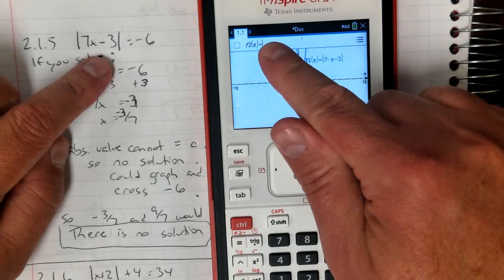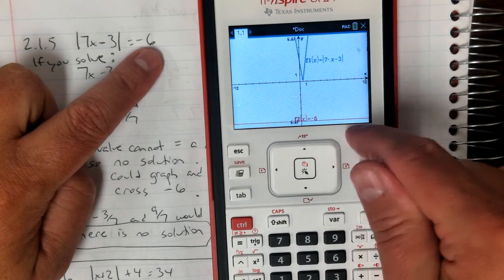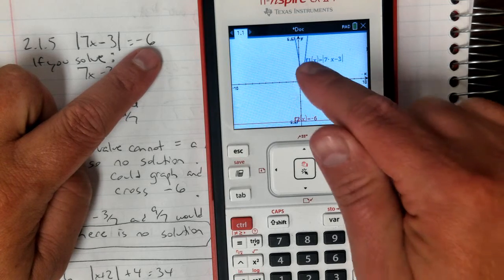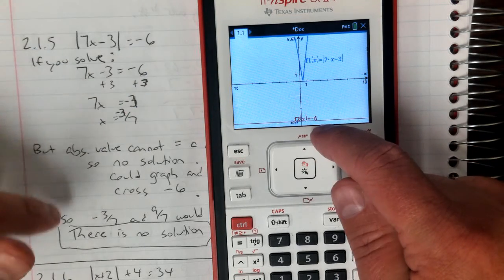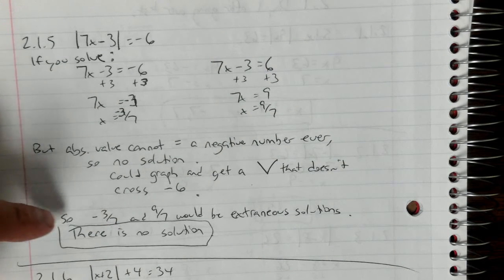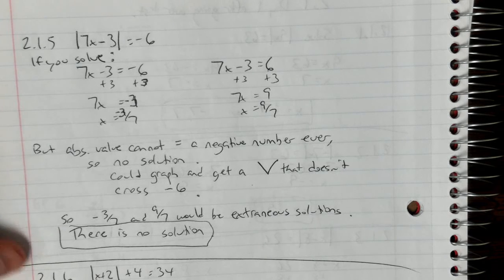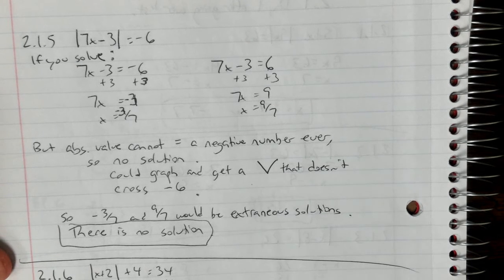Now for my function 2, I put negative 6. And so when I do that, there's my horizontal line. Notice the V doesn't intersect this, and so it would be no solution. So those other two would be what we consider extraneous or extra solutions. So that one is no solution.